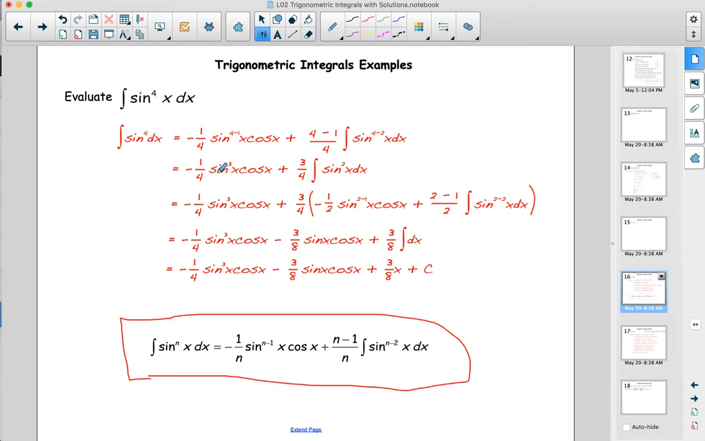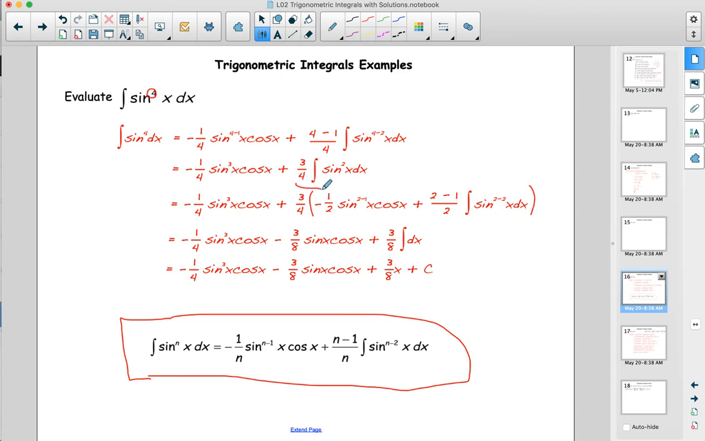So based on the reduction formula, n is 4. So plugging into here we'd be minus 1 over 4. 4 minus 1 becomes 3. So I plugged it right in to here. There's the cos x plus 4 minus 1 over 4 sine to the 4 minus 2. That becomes minus 1/4 sine cubed cos x plus 3/4 sine squared.